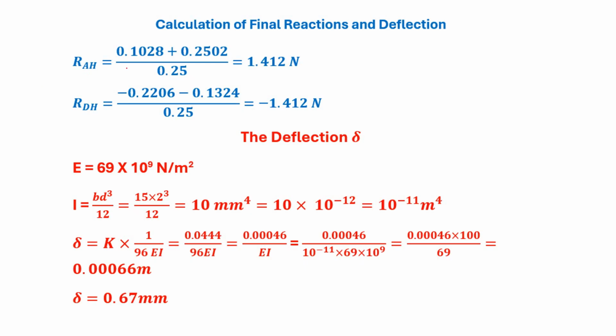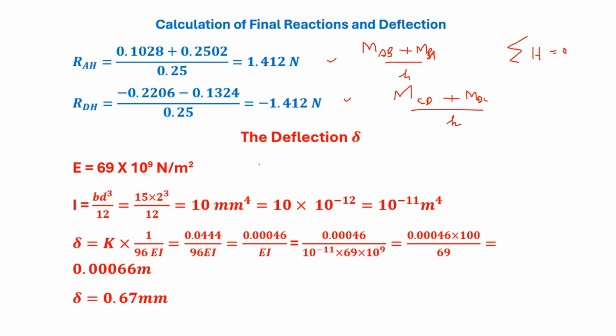Similarly, you calculate the reactions by MAB plus MBA divided by H. Similarly here, MCD plus MDC by H. Once you are done with this, you get these two values. You can see that now the summation of H equal to 0 for the frame is satisfied by these two reactions. Now, how to calculate the deflection?